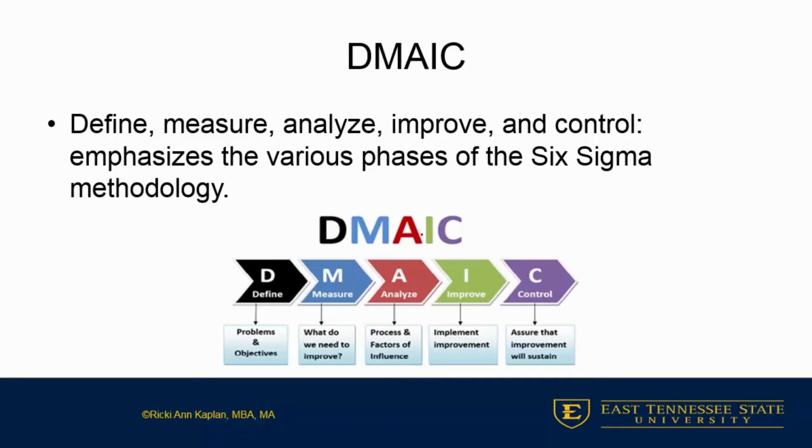You want to define your problem and objectives. Measure, what do we need to improve? Where are our improvements needed most? Analyze the process and factors of influence. You need to know what your process is before you can improve upon it. Then you can move towards implementing your improvement, and then assure that the improvement will sustain. Control, make sure that the improvement was actually an improvement.